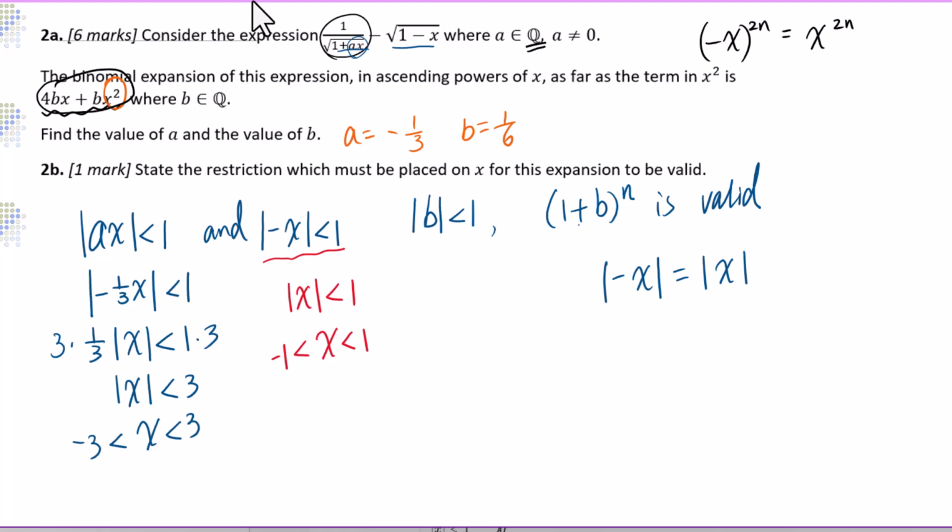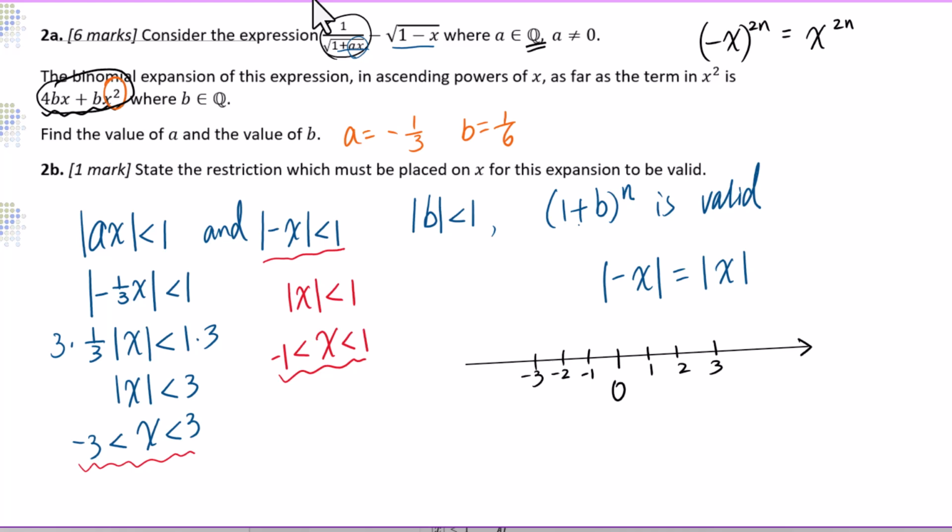We have to get the intersection of these two inequalities. Let's draw a number line. X greater than negative 3 and less than 3 is this. X greater than negative 1 and less than 1 is this. So the intersection is x greater than negative 1 and less than 1. In other words, when x is greater than negative 1 and less than 1, the expansion is valid.